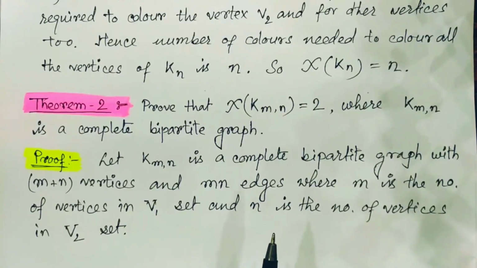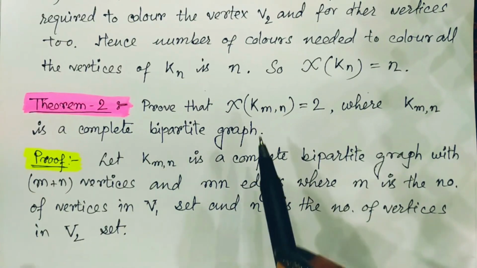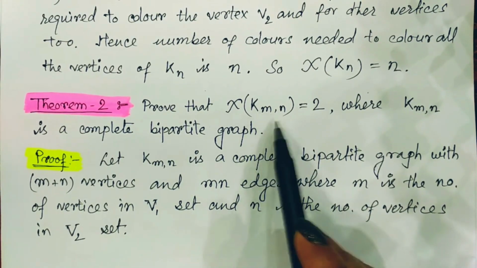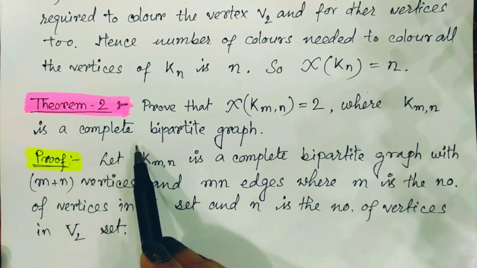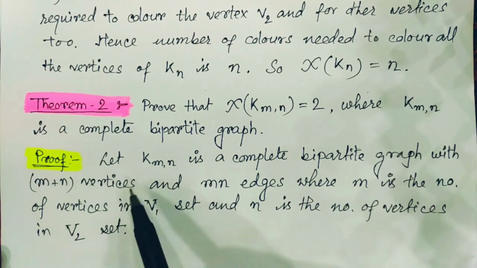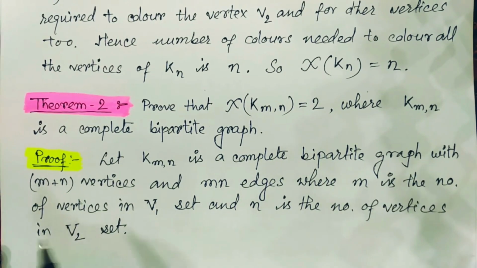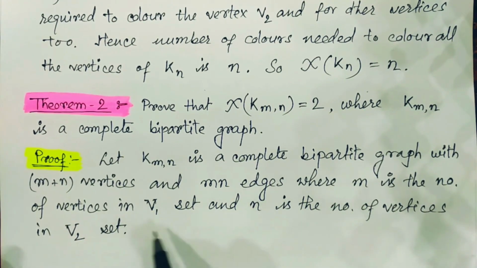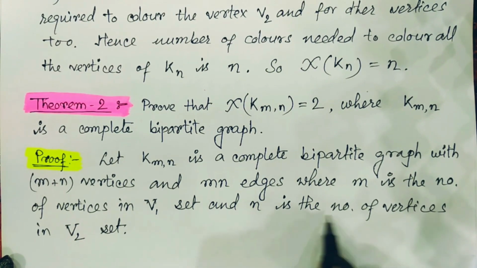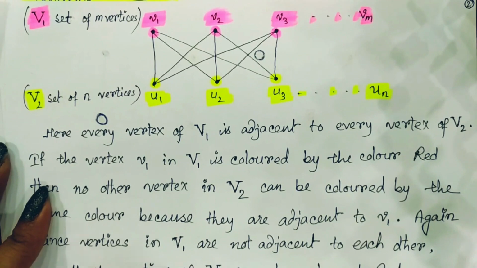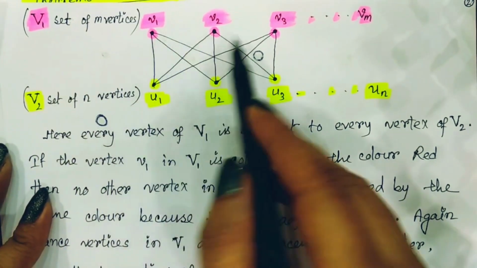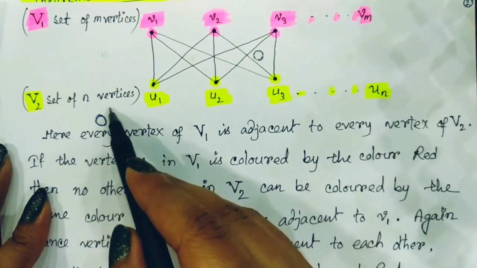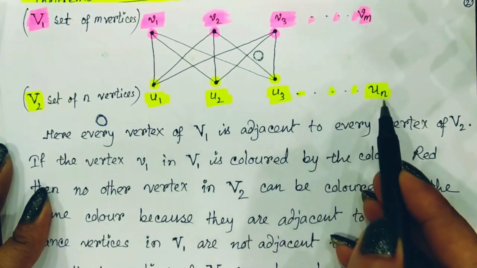Now, the second theorem: prove that the chromatic number of Kmn is equal to 2, where Kmn is a complete bipartite graph. So, let Kmn be a complete bipartite graph with m plus n vertices and m times n edges, where m is the number of vertices in the V1 set and n is the number of vertices in the V2 set. So, for example, suppose this one is the given bipartite graph. Here, the V1 set contains the vertices v1, v2, v3, in this way up to vm, and the V2 set contains the vertices u1, u2, u3, up to un.